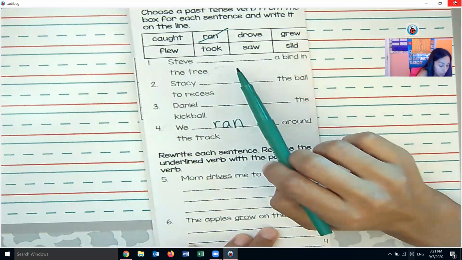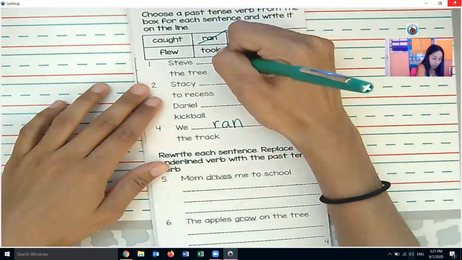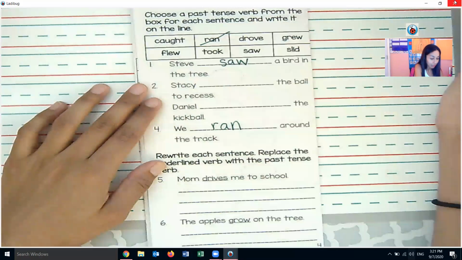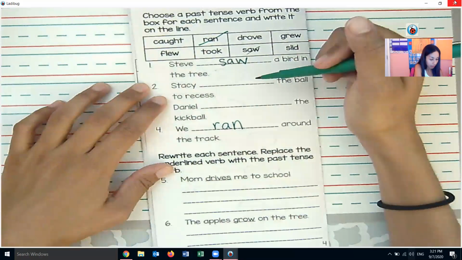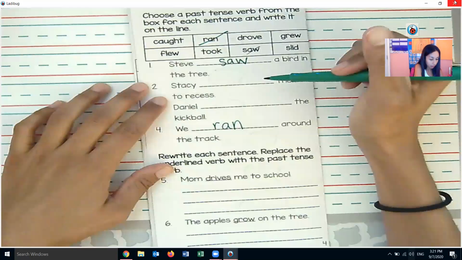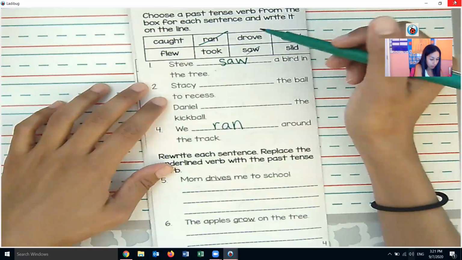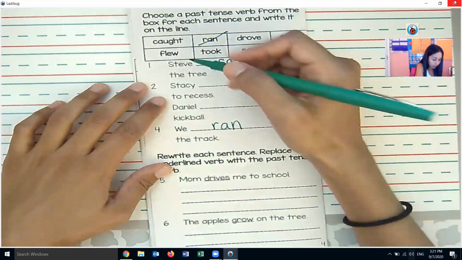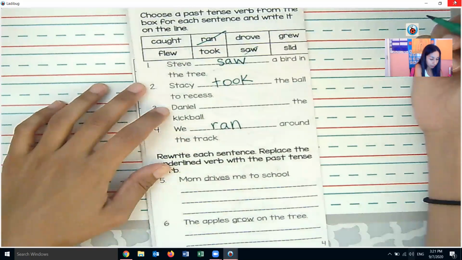Steve saw. Maybe Steve saw a bird in the tree. Hopefully he didn't take it and he left it there. We'll put saw. Stacy either caught the ball to recess, took the ball to recess, flew, drove, slid, probably took the ball to recess. Daniel, the kickball. Caught, maybe he caught the kickball.